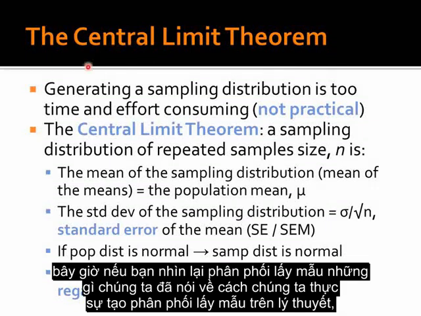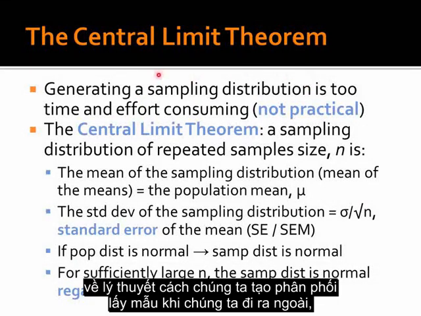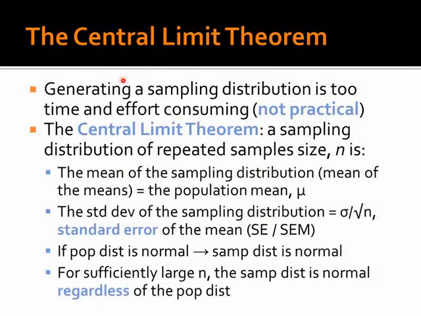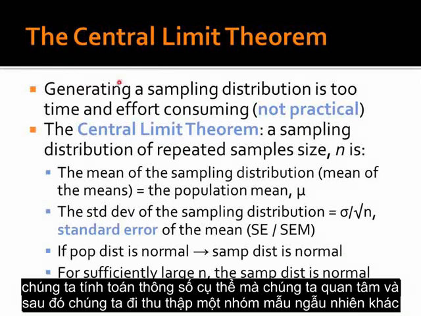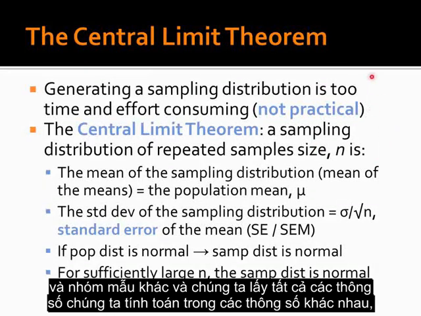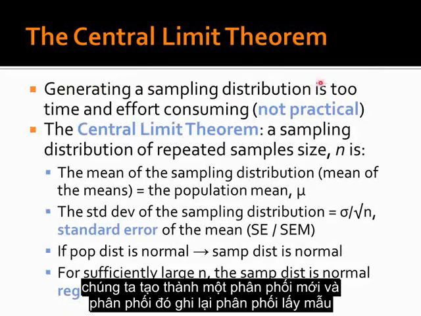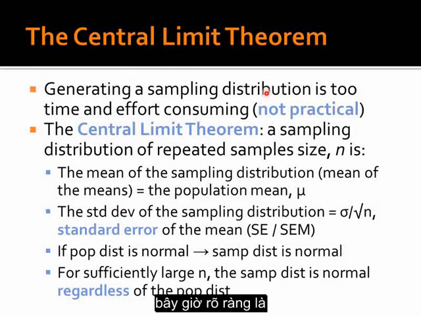Now, if you look back at the sampling distribution, remember how do we actually create a sampling distribution in theory? In theory, we go out, we collect one random sample group, we calculate the particular parameter we're interested in, and then we go out and collect another random sample group and another one, and we take all the parameters we calculate, and they form a new distribution, and that distribution we call the sampling distribution.